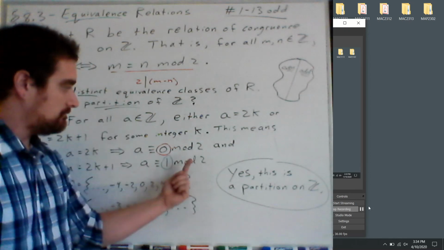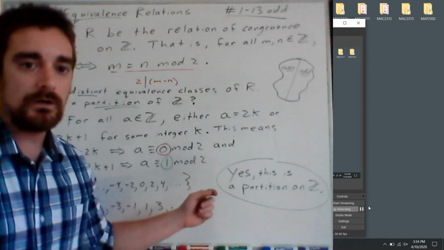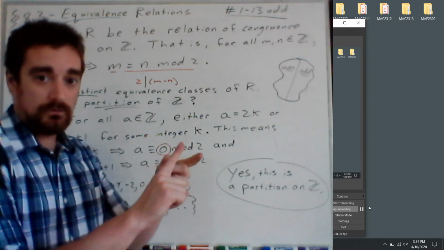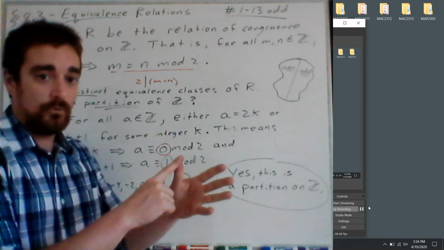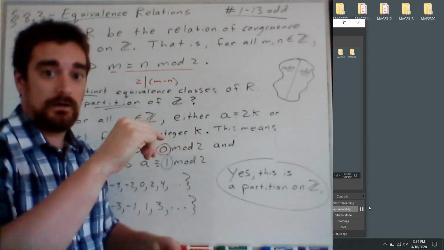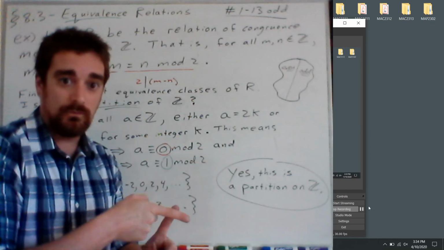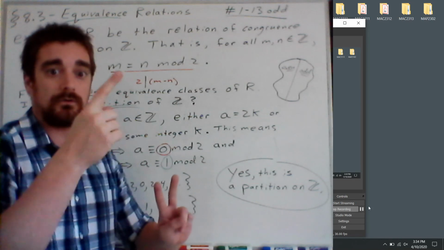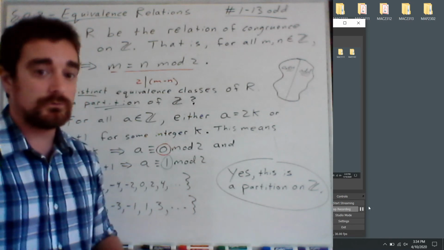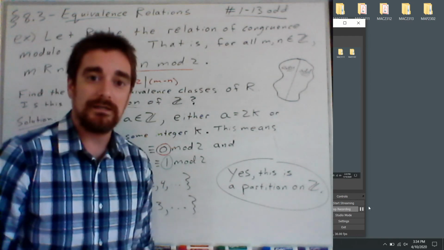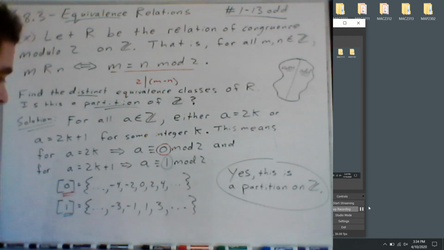If you look at something mod, just going to pick a random number, look at something mod 7, it's either congruent to 0, 1, 2, 3, 4, 5, or 6. And then when you get back to 7, you're back at 0. When you go to 8, you're back at 1. When you go to 9, you're at 2, right? So it definitely breaks things up into distinct subsets.